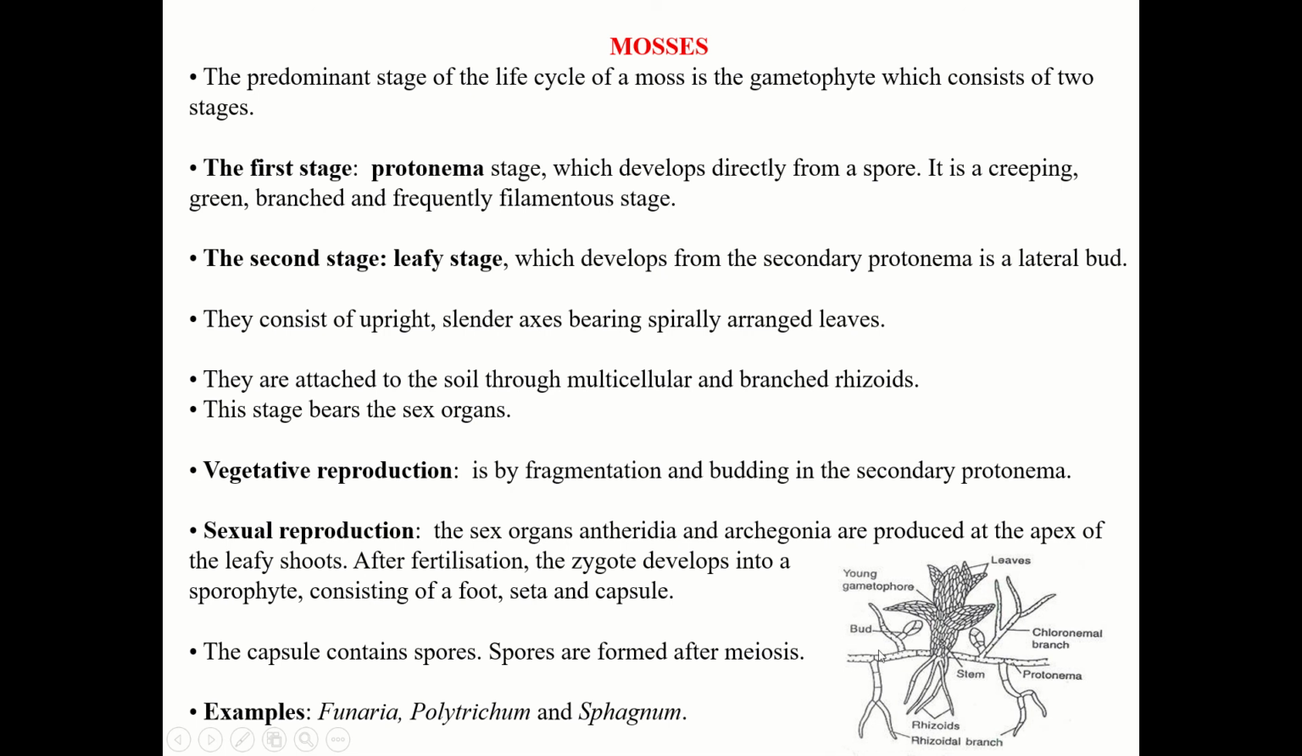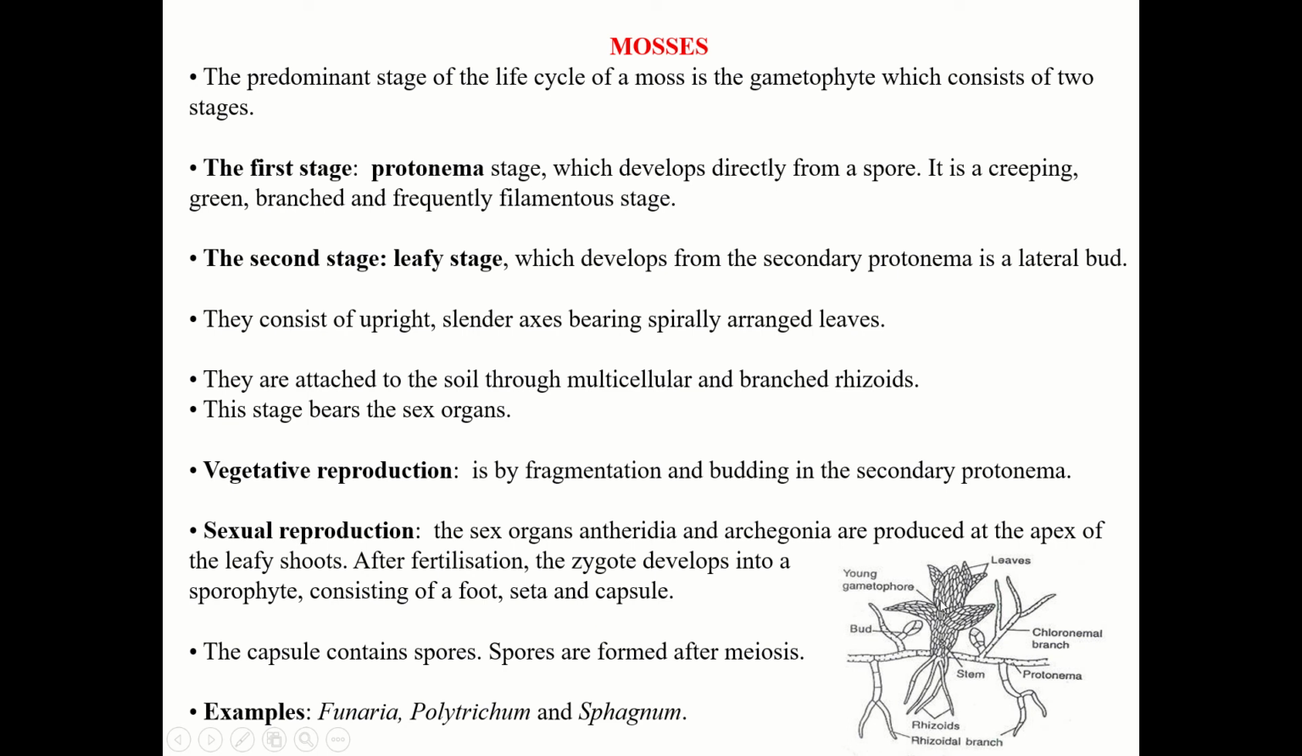So in the protonema stage, the spore directly germinates into protonema. Protonema is creeping on the ground. It is green in color, has branches, you can see here the branches, and it is filamentous. So this is the protonema. Now the second stage is the leafy stage. Now the protonema will develop into a leafy stage which will have the leaves.